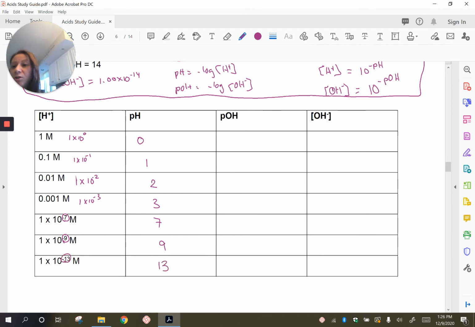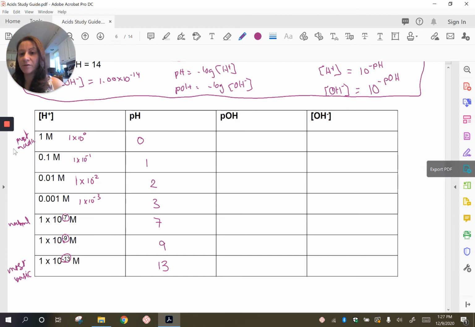You need to be able to do these in your head. Just looking at these, write your number as 1 times 10 to some power. The negative of that power is your pH. Okay, this is most acidic here. This is neutral. And this is the most basic.